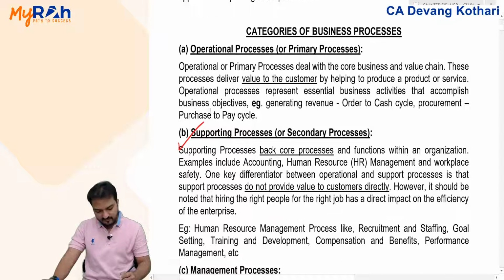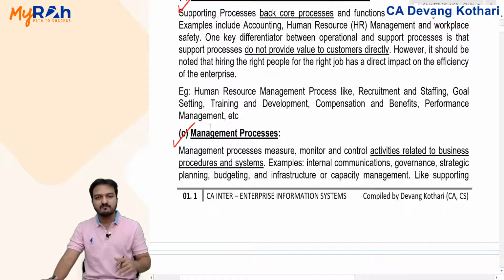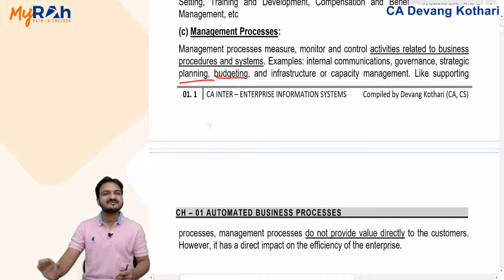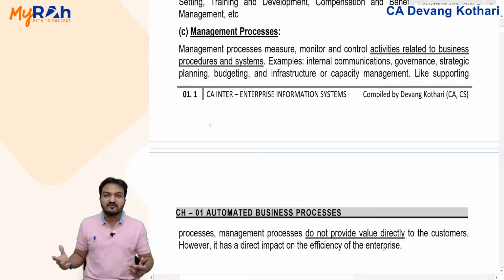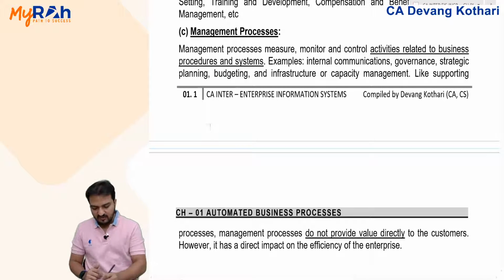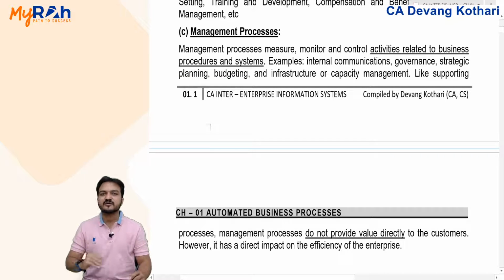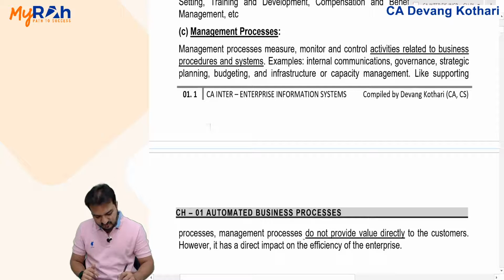And the last one, management process, was general back-end management activities. Management activities like budgeting, planning, variance calculations and all that is done by the management. And anyways, the customer does not care whether you have done planning, budgeting, variance analysis or not. That is the task done by the management. Again, the customer does not care for that, so that is also not providing value directly to the customers.